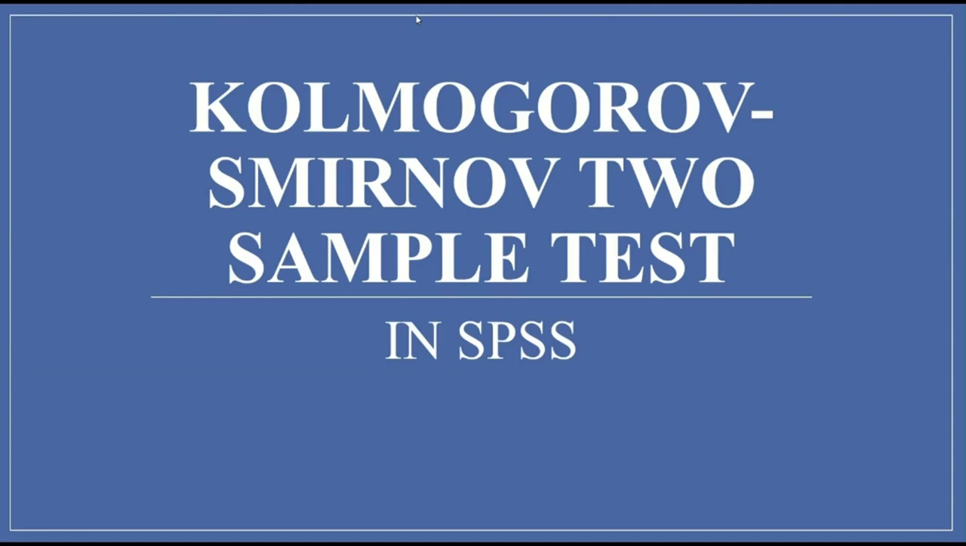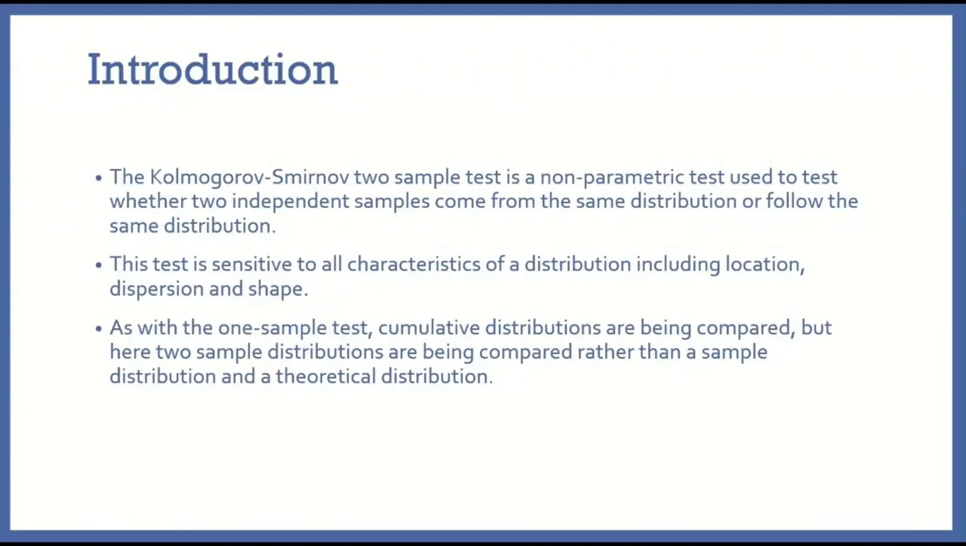Today we will be discussing Kolmogorov-Smirnov Two-Sample Test in SPSS. The Kolmogorov-Smirnov Two-Sample Test is a non-parametric test used to test whether two independent samples come from the same distribution or follow the same distribution. This test is sensitive to all characteristics of a distribution, including location, dispersion, and shape.